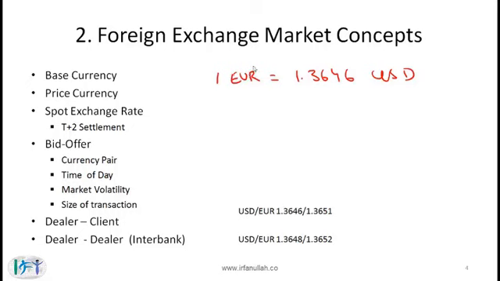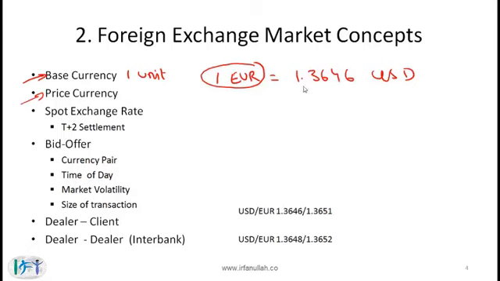the currency of which we just have 1 unit, so in this quote where we have 1 euro equal to 1.3646 US dollars, the euro is the base currency because this currency has only 1 unit. So whenever you see the term base currency, immediately you should think that we have 1 unit of the base currency. The other currency then is the price currency. In this example, US dollar is the price currency.